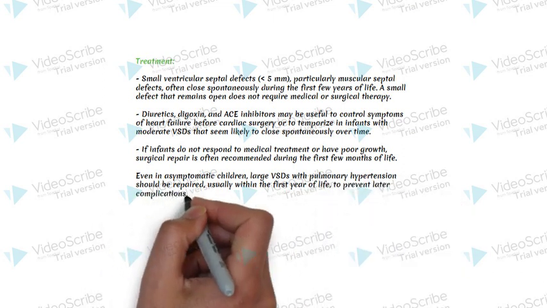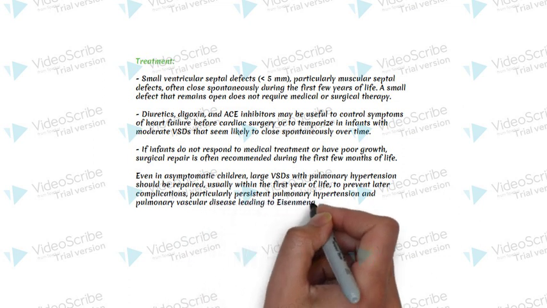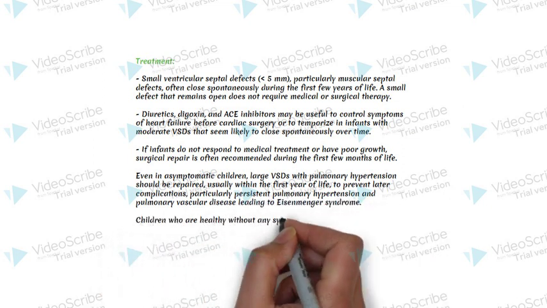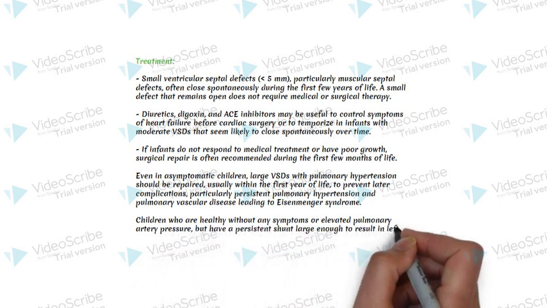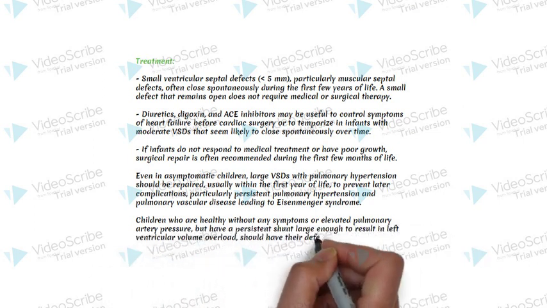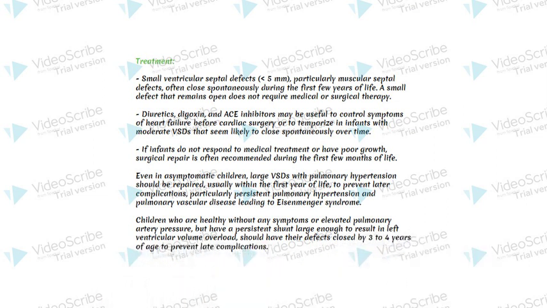About the treatment, if it is a small defect, it can close spontaneously. If it is a large defect, in this case you should use surgical repair, also medicines before surgical repair, which can help to control this defect. Which medicines? It is like diuretics, digoxin, ACE inhibitors, which may be useful to control symptoms of heart failure, and we can use surgical repair by 3 to 4 years of age.